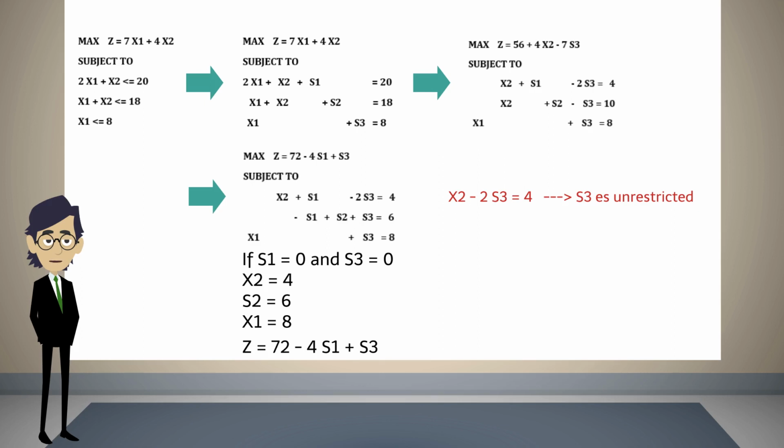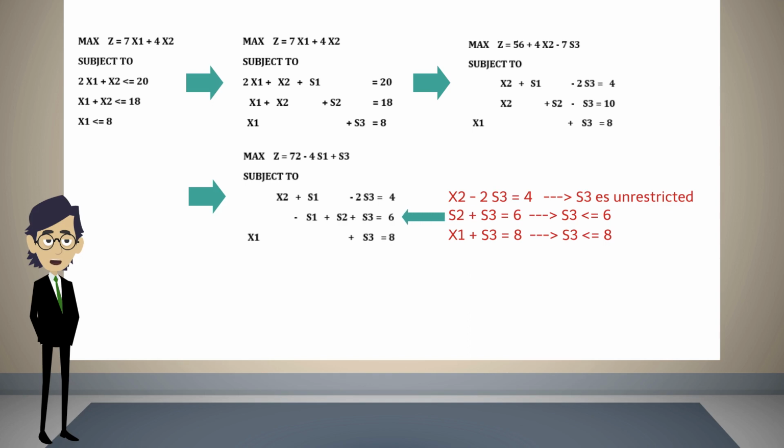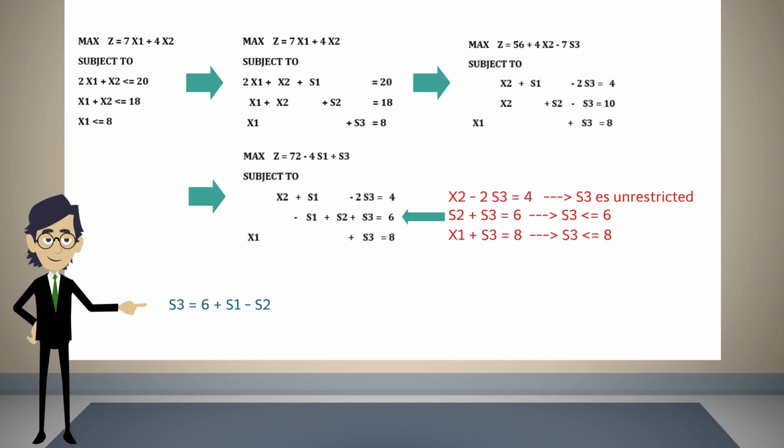Notice the difference with the second constraint. In this constraint, the coefficient of s3 is positive, and if we think to increase its value to 10, then s2 will take on a negative value. Which is not possible, because of the non-negativity constraints. In this case, s3 must be less than or equal to 6. In the third constraint, s3 must be less than or equal to 8. Therefore, we will solve for s3 in the second constraint. This value will be substituted in the objective function and in the first and third constraints.